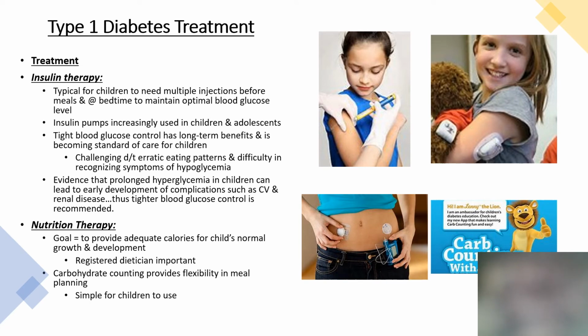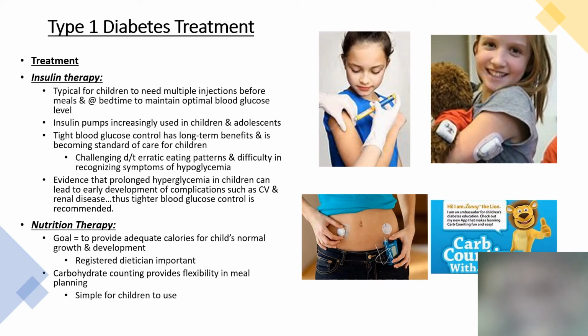In type 1 diabetes, treatment is just like it is for the adult population. However, it can be a little more difficult in children because children have erratic eating behaviors, different activity levels, and it can be tough to recognize hypoglycemic signs and symptoms in children. So we do give insulin therapy. Most children get multiple injections per day, with meals and at bedtime. Again, that can be a difficult part of working with children, getting needles every day.